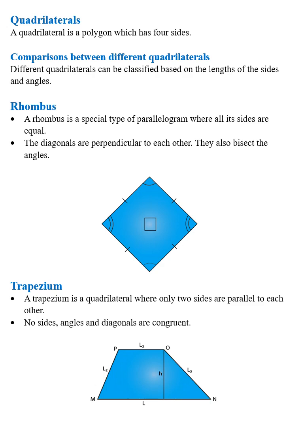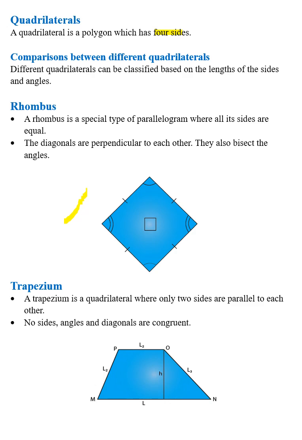Next is quadrilaterals. A quadrilateral is a polygon which has four sides. Let's see some different types of quadrilaterals. First one is the rhombus. So this is the shape of a rhombus. A rhombus is a special type of parallelogram where all its sides are equal. The diagonals are perpendicular to each other. They also bisect the angles.